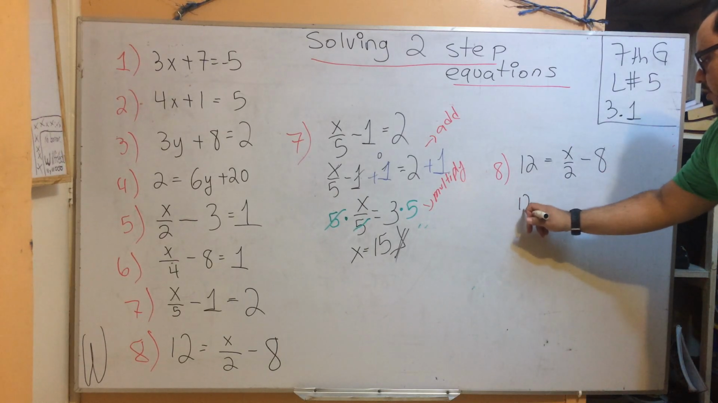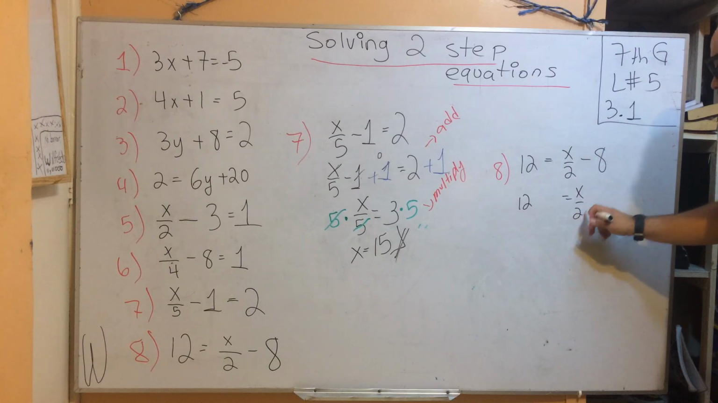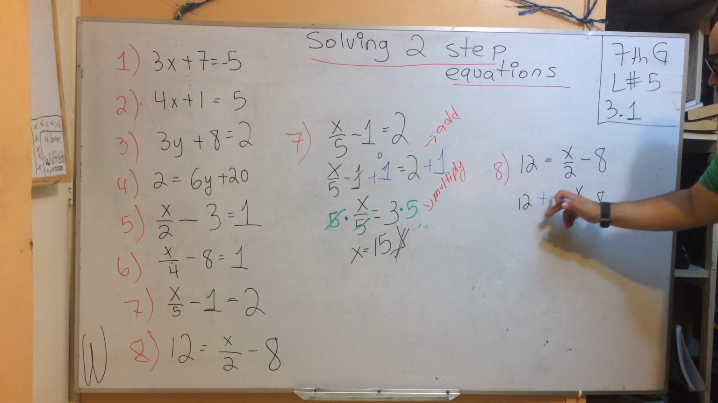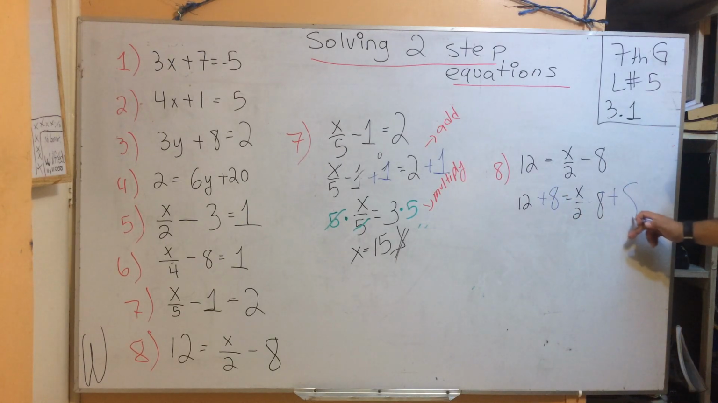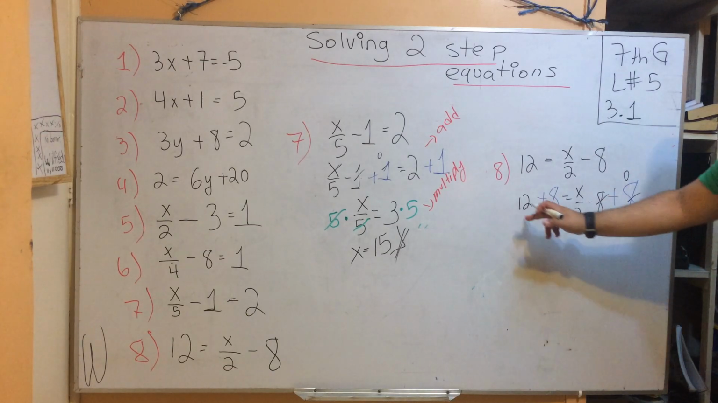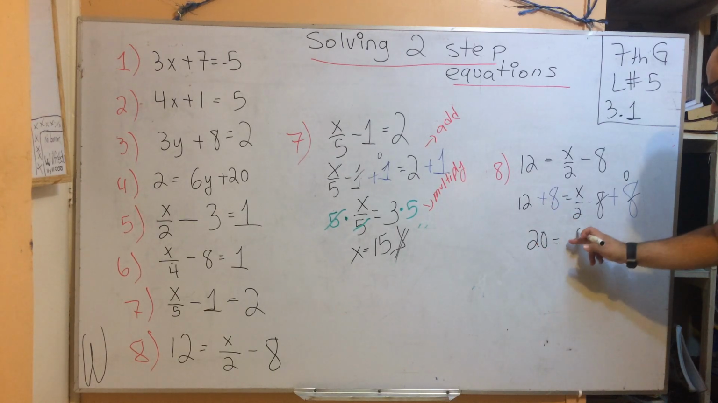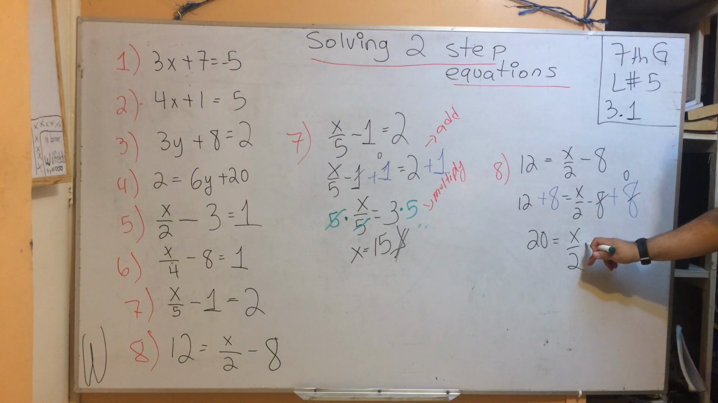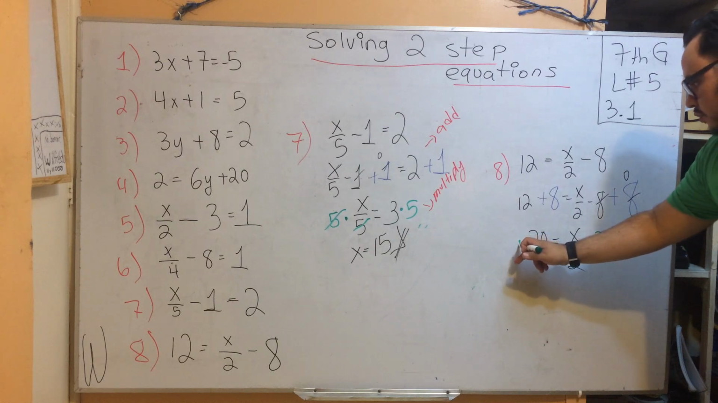Okay, so let's leave some space here. And we have x divided by 2 minus 8. Okay? So, we need to cancel. So we add 8 on this side, and we add 8 on this side. That way, this plus this is going to be 0. And then we have 20 equals x divided by 2. Now, how do we eliminate this 2? Here it's dividing. We need to multiply. So we multiply times 2, multiply times 2.